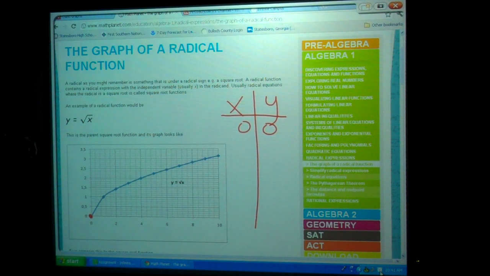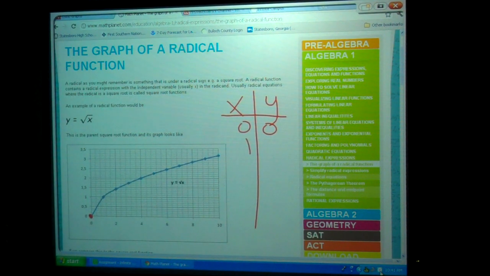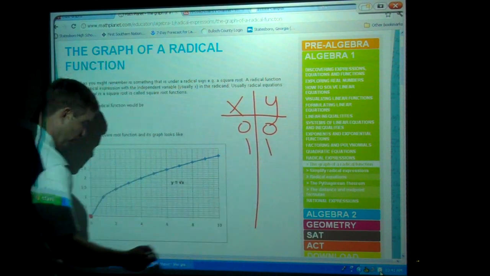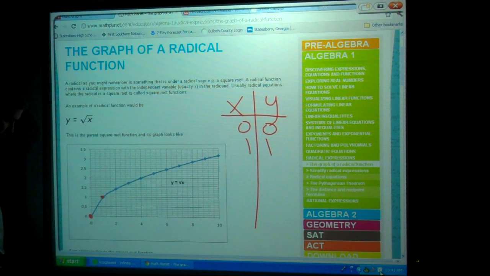What would be the next point that I would want to try? 1. Let's try 1. Why is that nice? Because 1 times 1, we have a square root of 1. What is it? 1. So the point 1, 1 would be on our graph as well. 1, 1 would be right here, it looks like.